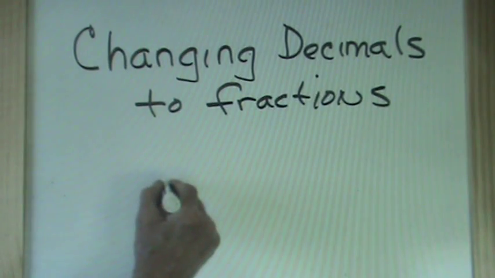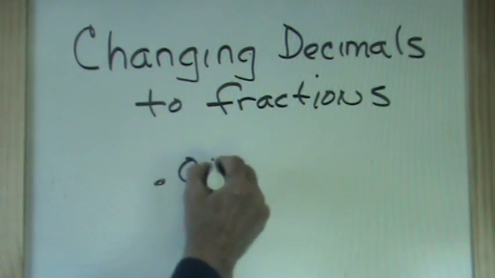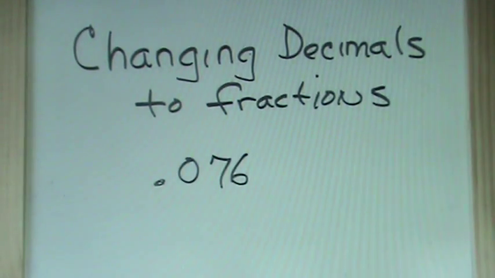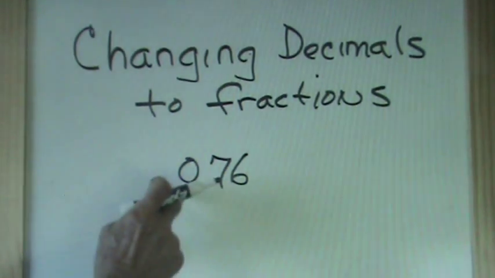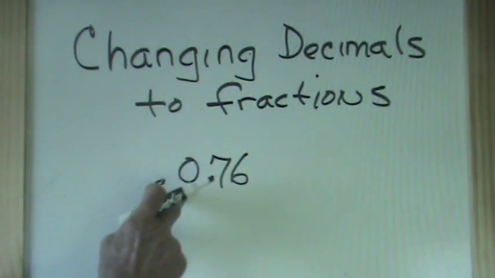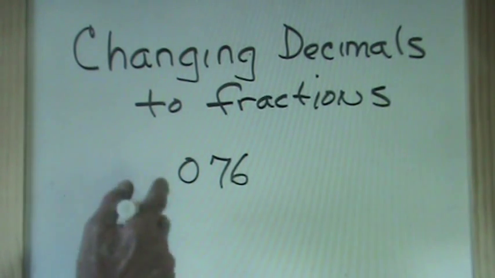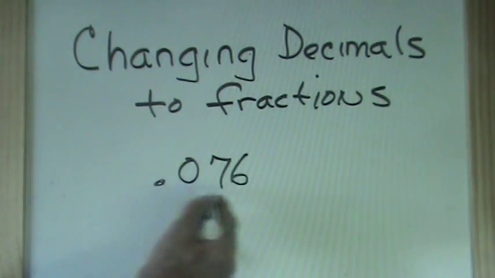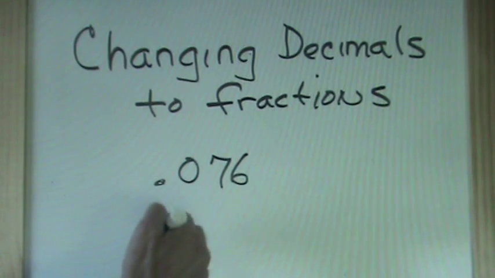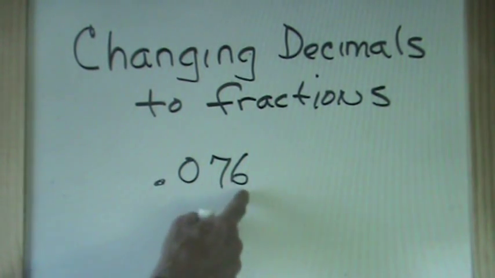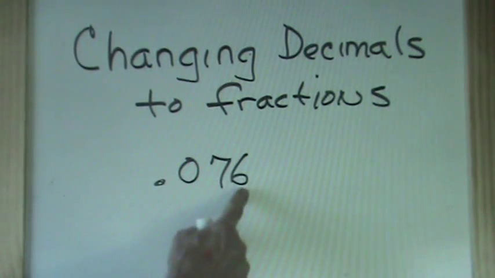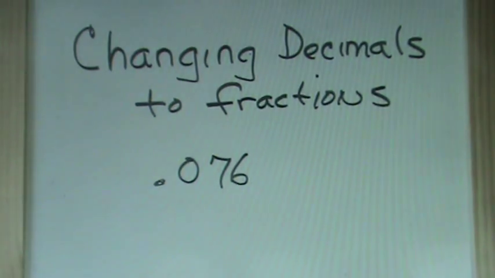Just a quick review. We have talked about how you read a decimal. We know that when we're reading a decimal, we read the whole number. So this number is 76 because the 0 doesn't count. So we read 76 and then we count the place values, tens, hundreds, thousands. So this would be 76 thousandths.